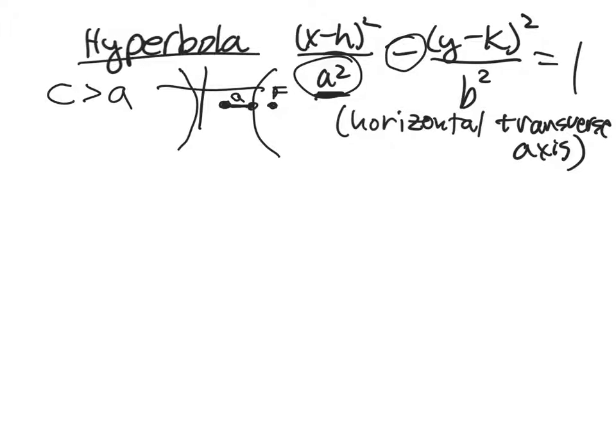To find the focus, from the center we go out C. Well, C squared this time ends up being A squared plus B squared. So again, make sure you get all these formulas written down and straight, and make sure you get the right equation with the right conic section.